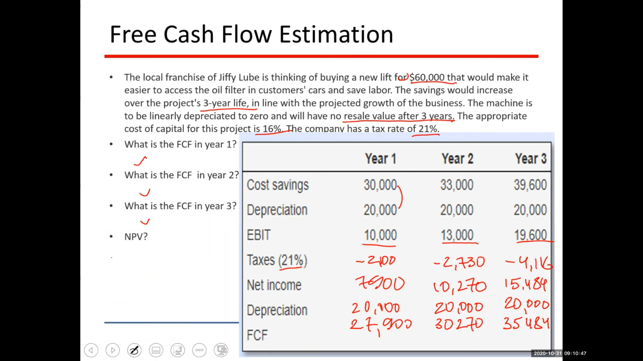I got 9,280. Perfect. That's the right answer. Does anybody want to do it together, or you're pretty clear? Again, you just enter cash flow 1, 2, 3, 4, 16% discount rate, and that's what you get.